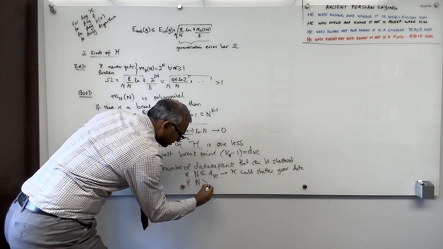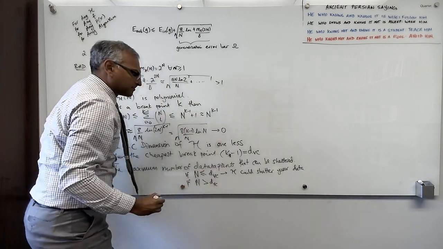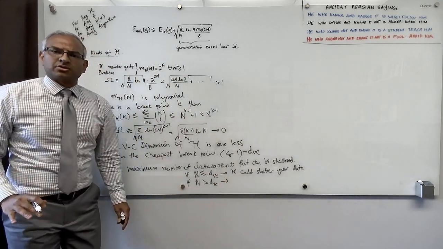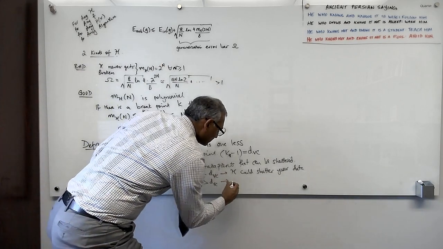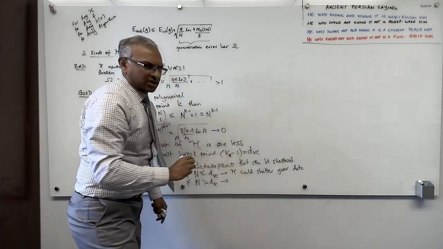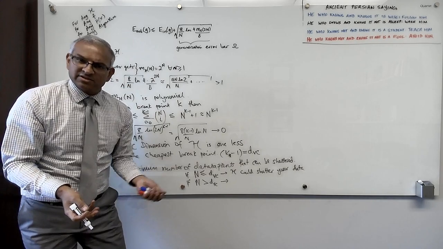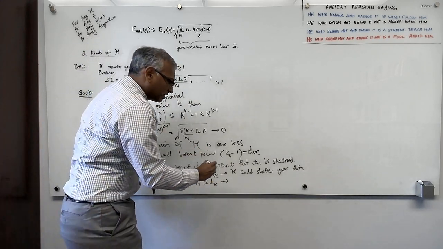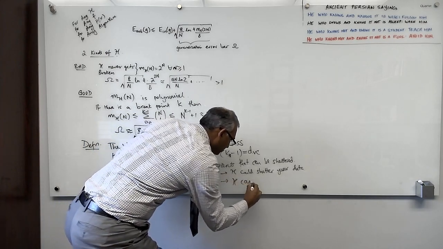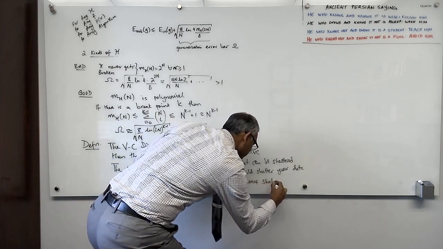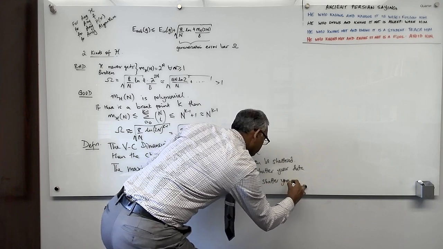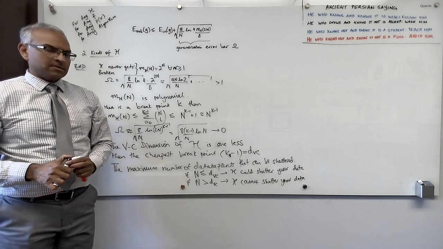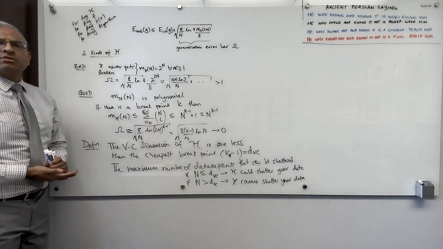If n is greater than dvc, this implies that there's no way H can shatter your data, no matter what your data. In the first case, H could shatter your data, but if your data is peculiarly arranged, maybe it won't. But in the case where you have more data points than the VC dimension, H cannot shatter your data, no matter how they're arranged. So that's the definition of the VC dimension.